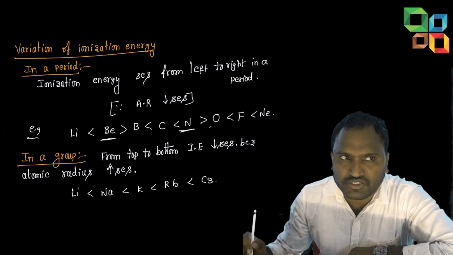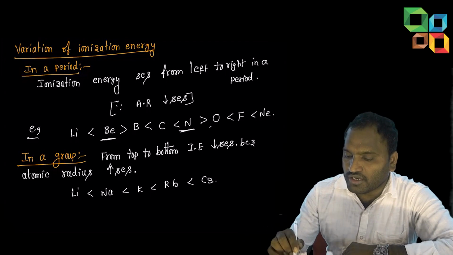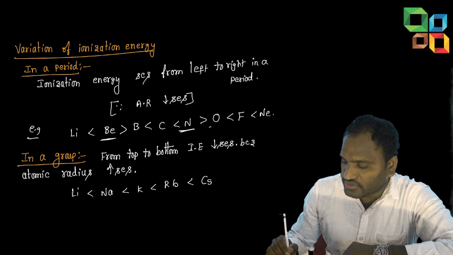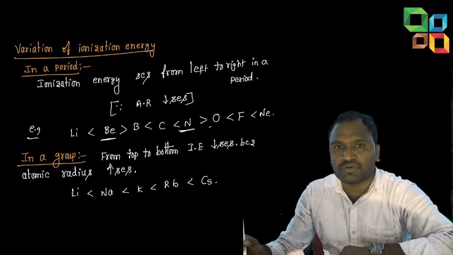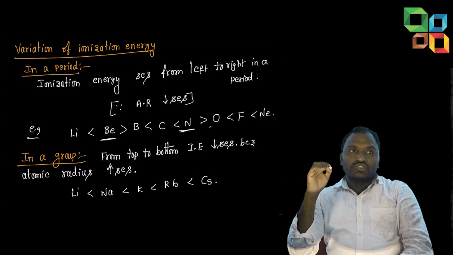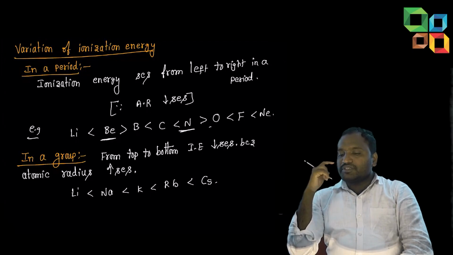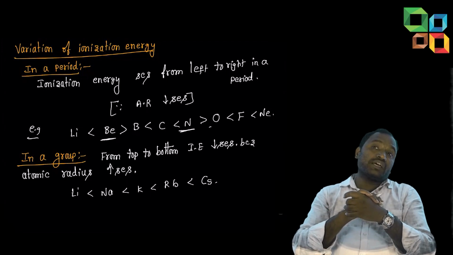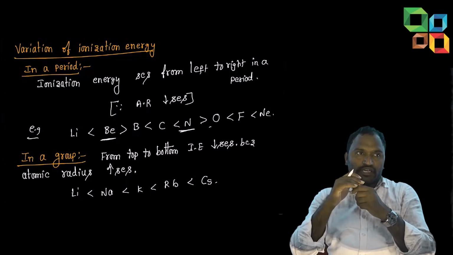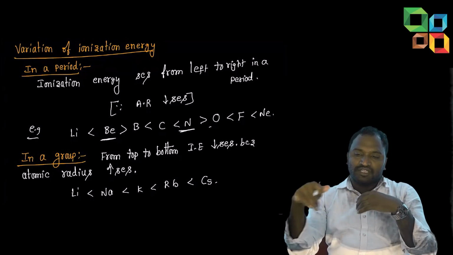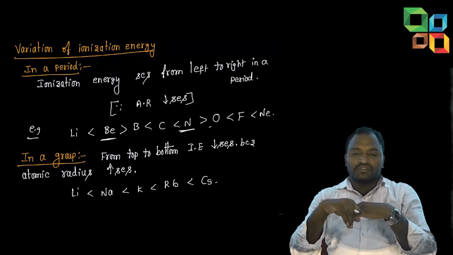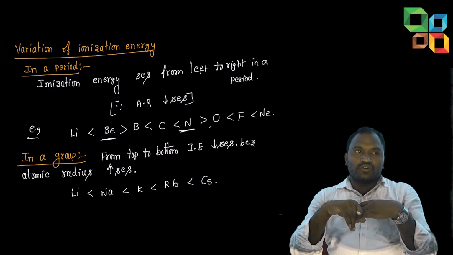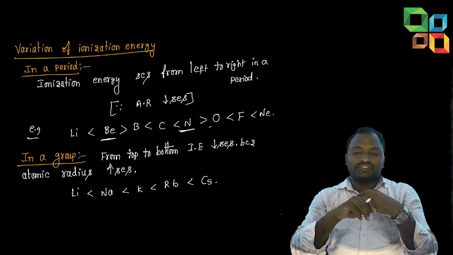Even reactivity depends on ionization energy, students. If they have low ionization energy, they are highly reactive. With low ionization energy, they readily lose electrons and participate in chemical reactions. So cesium is highly reactive. Generally, first group and second group elements are highly reactive because of low ionization energy and more electropositivity. That property we'll discuss in the next class. So this is about ionization energy, students.